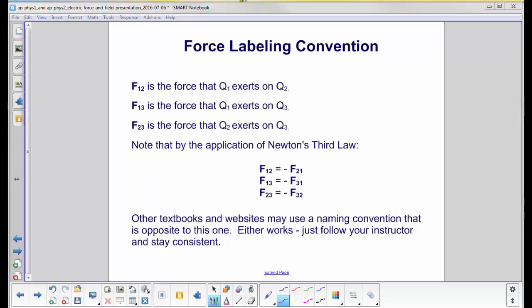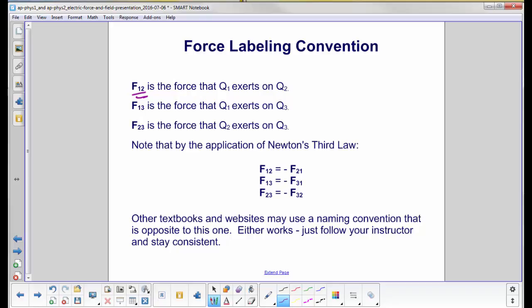We have a labeling convention so we can keep track of the forces. F of 1, 2, and notice that this is in bold. That means that this is a vector. That's another way of showing a vector without the arrow. This is the force that Q1 exerts on Q2. F of 1, 3 is the force that Q1 exerts on Q3. Then of course F of 2, 3 is the force that Q2 exerts on Q3.